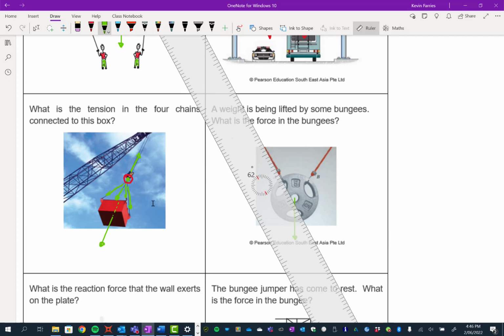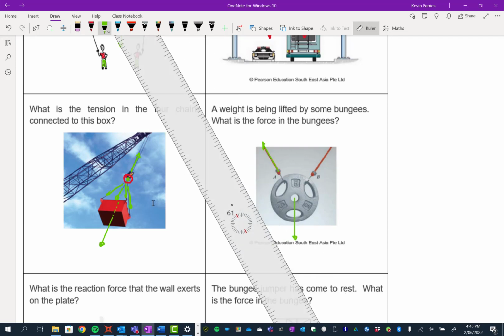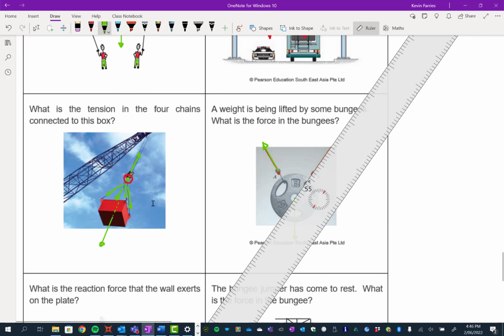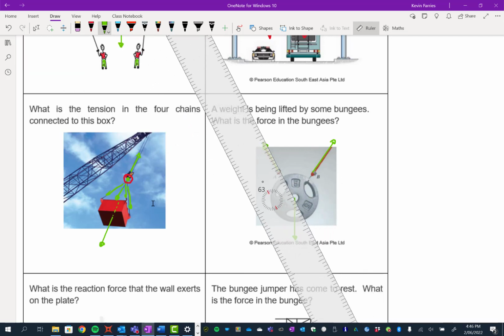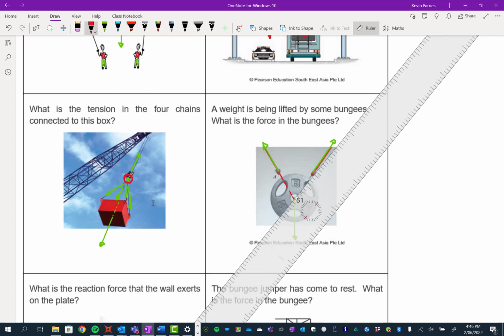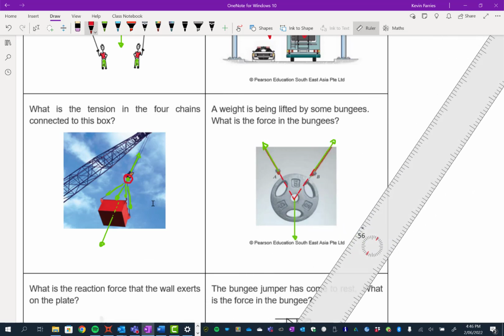And then we've got a force aligned with that bungee. We've got another force aligned with this bungee. And we've got to find the particle we're going to use. So we're going to look at the line of actions of all these forces. So these will come to here. This one will come to here. So the particle we're going to use is this one.